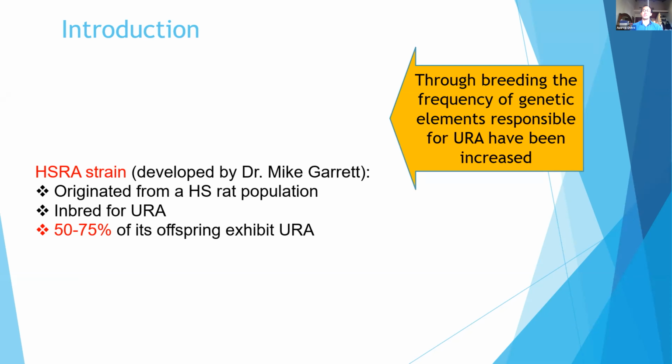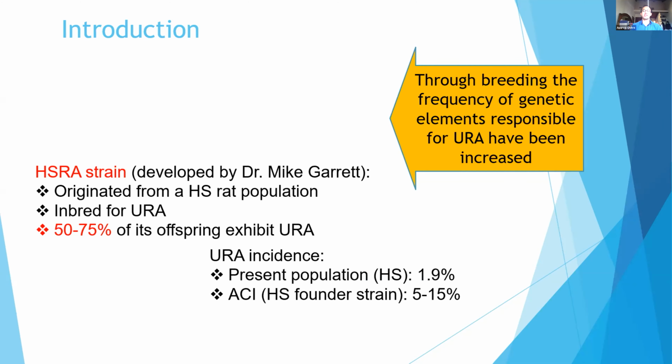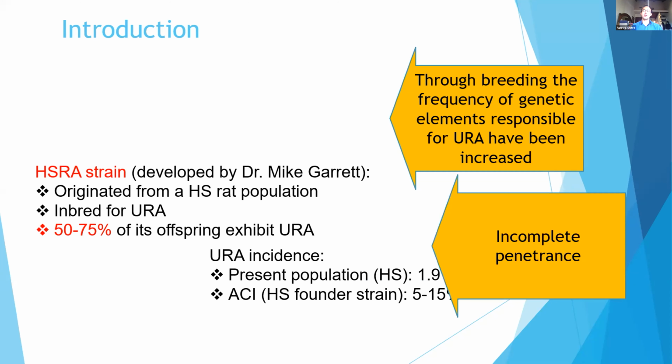This shows that through breeding, it's possible to increase the frequency of those elements that are responsible for URA and increase the incidence of this specific phenotype. The incidence in the present population is around 1.9%. I'm going to show the ACI incidence. This is one of the 8 founder strains of the HS population, and it is the one with the highest incidence. It goes between 5 and 15% of the offspring. Additionally, an incomplete penetrance has been described for this phenotype.